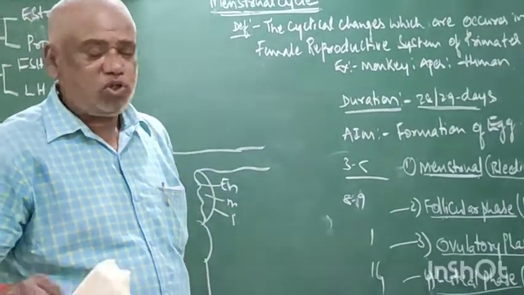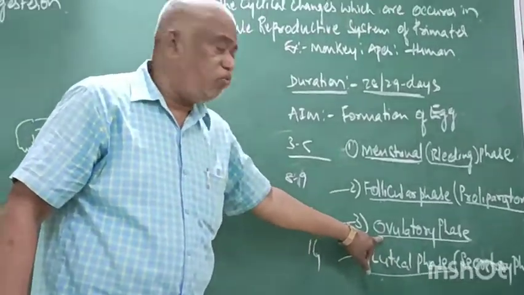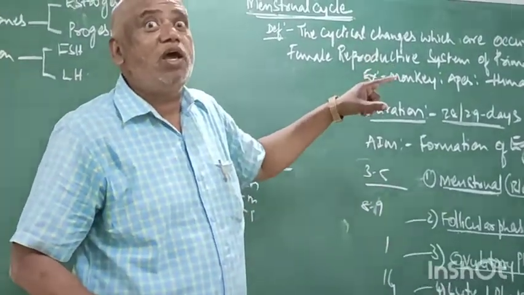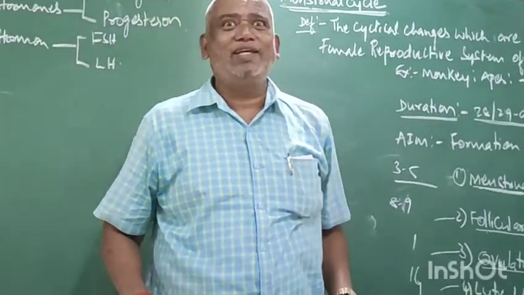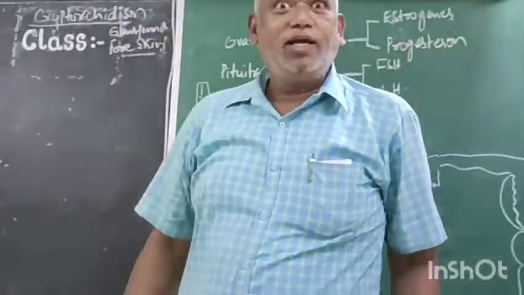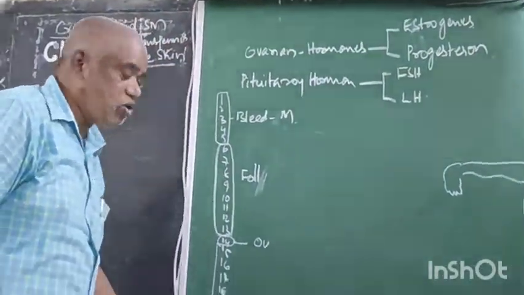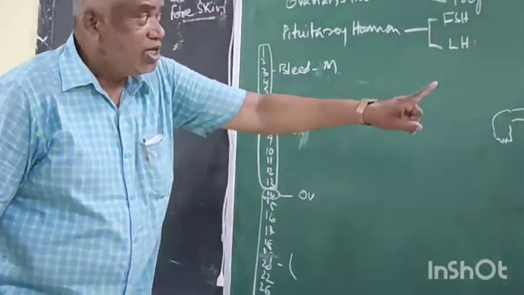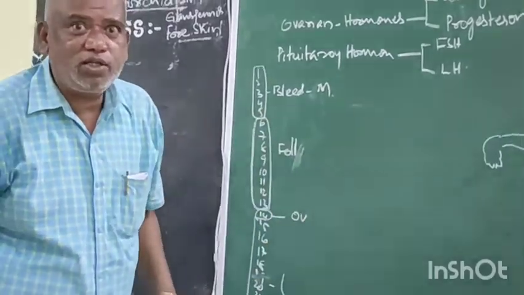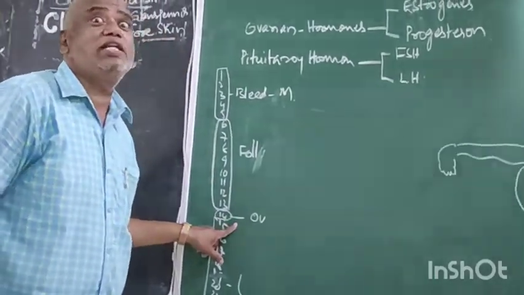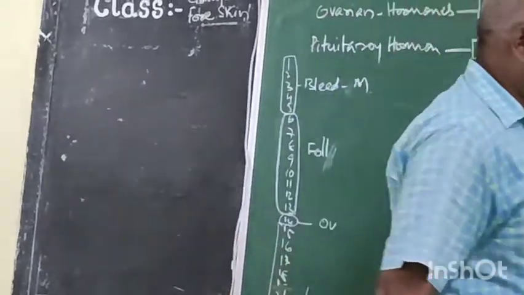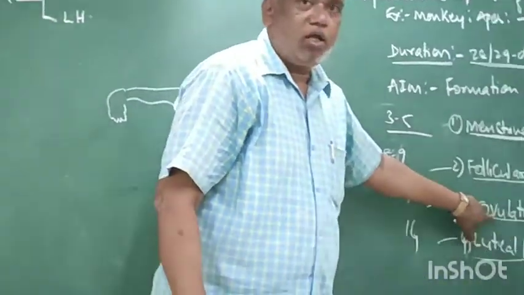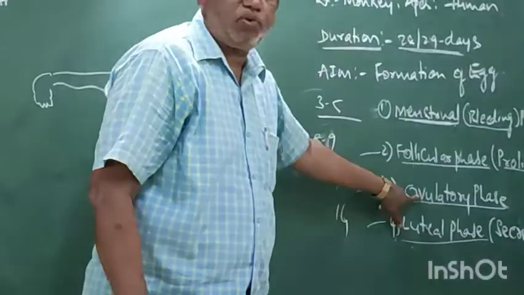Okay? Suppose, what is the duration of the ovulatory phase? 1 day. That 1 day, which day of the entire cycle? What is the total cycle duration? 28 days. Among these 28 days, the single-day ovulatory phase occurs on the 14th day of the cycle. Right? It is the third phase. Name the third phase: ovulatory phase.